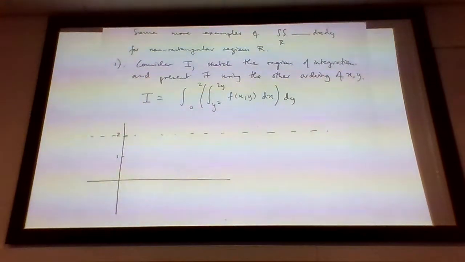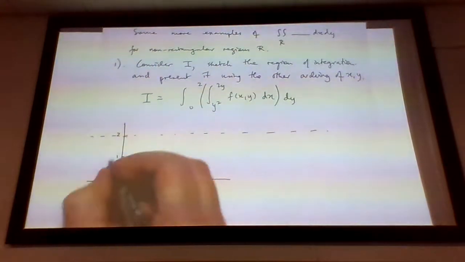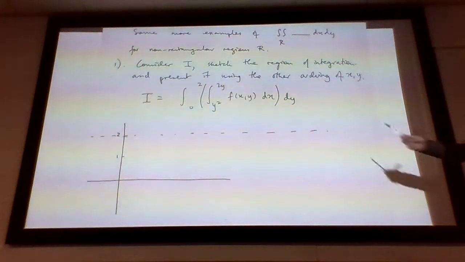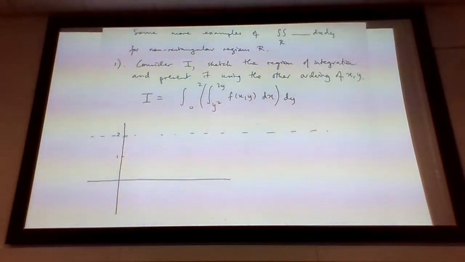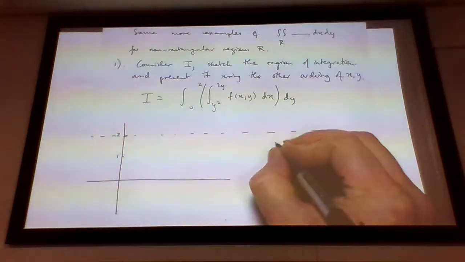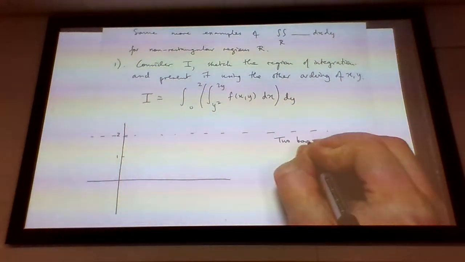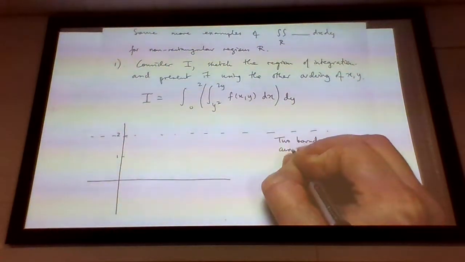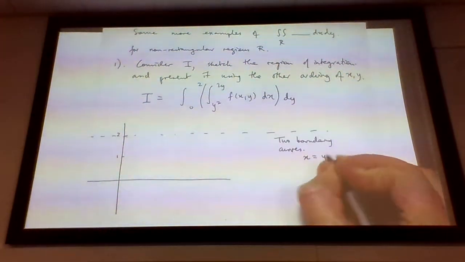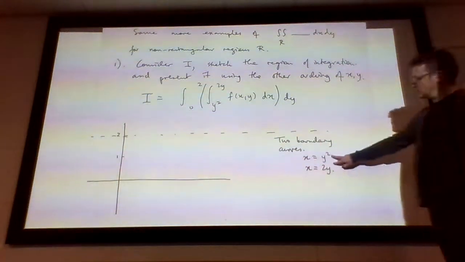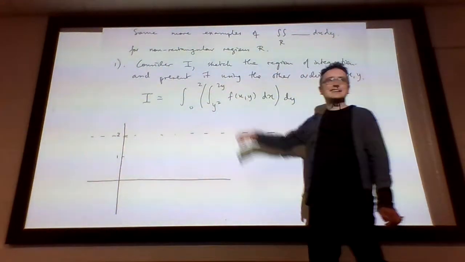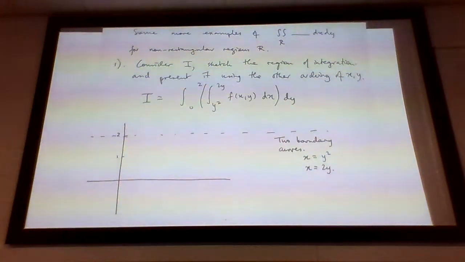But then for a typical value of y between these two values, we are integrating the x variable from y squared up to 2y. So that means there's two boundary curves that are significant here. The two boundary curves are x equals y squared and x equals 2 times y. These are the curves that supply the limits of the x variable. So we'll want to plot these.